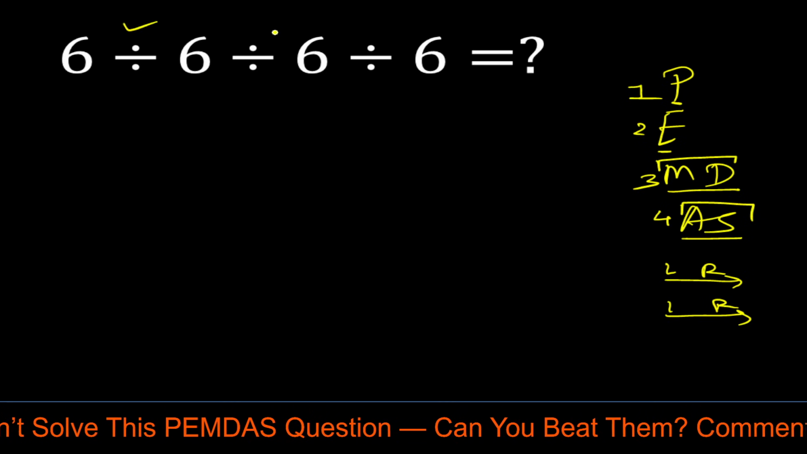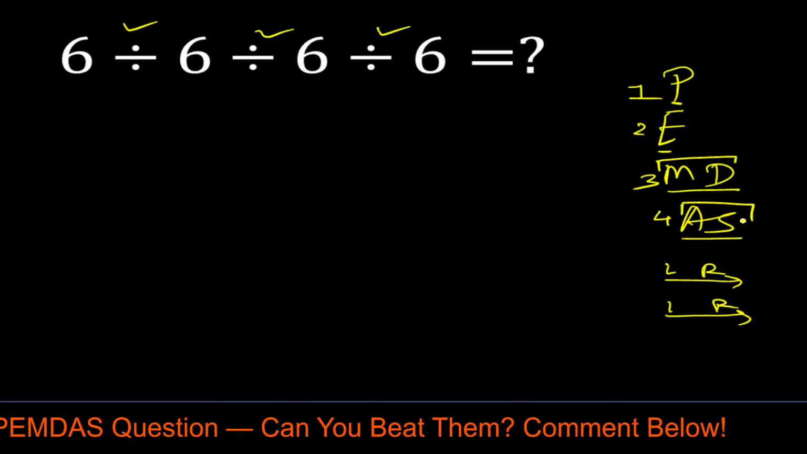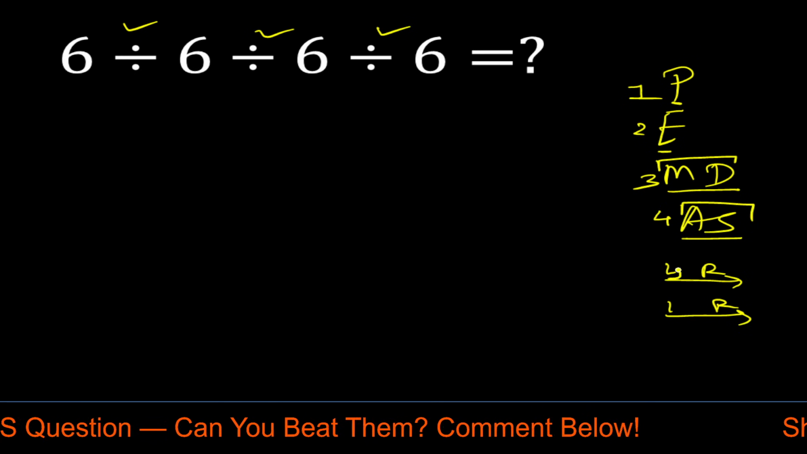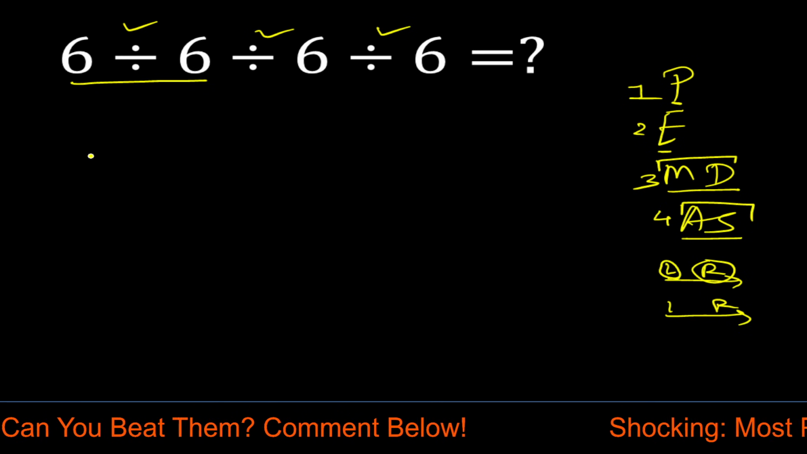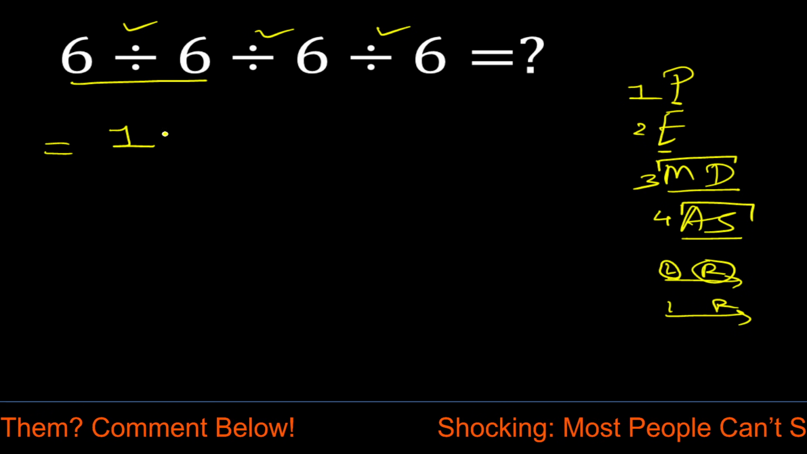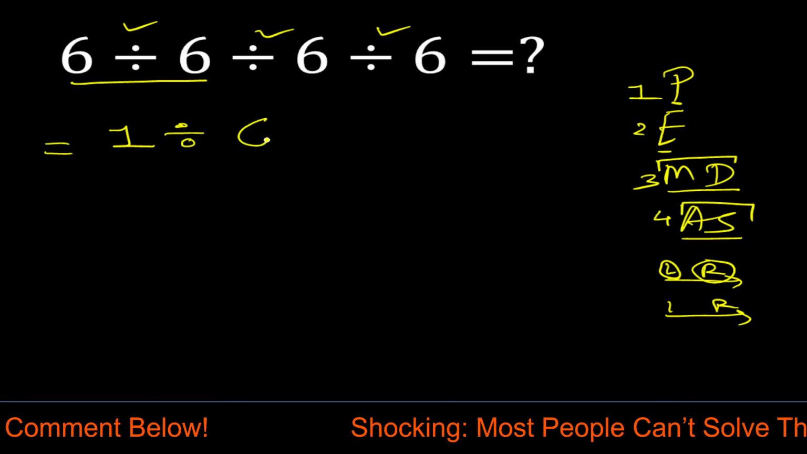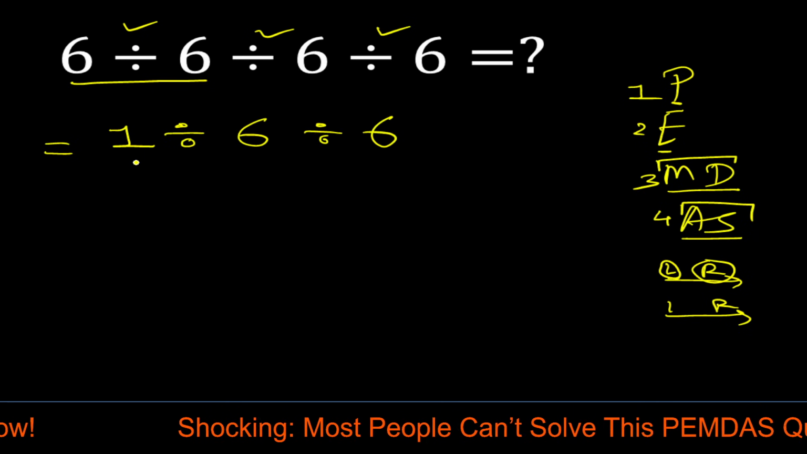So in this question, here we have division, here division, and here division. And all have equal priority, so we have to solve it from left to right. So first we have to solve this division, right? So 6 divided by 6 is equal to 1 divided by 6 divided by 6, right?